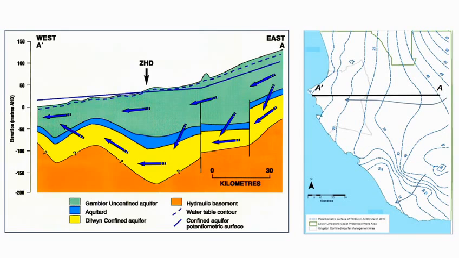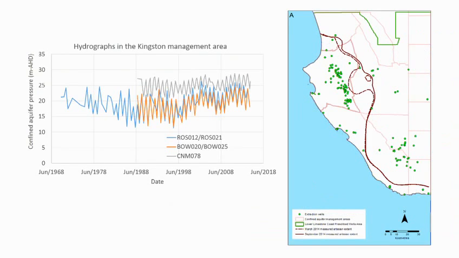As we go out to the west, this outlined area here is the Kingston Confined Aquifer Management Area, and the confined aquifer is actually under such pressure that it's artesian. So if you drill a bore into the confined aquifer here, the bore flows freely, which makes it a valuable resource for irrigation because you don't have to pump. The salinity is also quite low, and it's the reason why there's a lot of irrigation concentrated there.